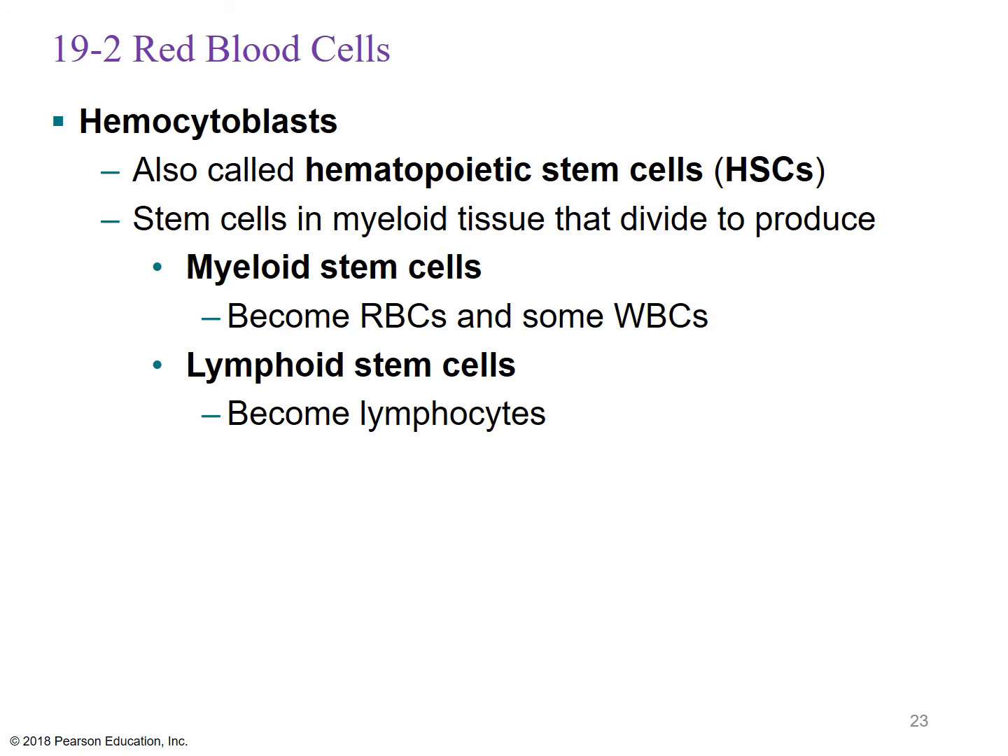Hemocytoblasts are also called hematopoietic stem cells, or HSCs. These are the stem cells in the myeloid tissue that are going to divide to produce either myeloid stem cells or lymphoid stem cells. What you want to know about the difference between the two is that the myeloid stem cells are going to become red blood cells and 4 different types of white blood cells. The lymphoid stem cells are going to become exactly what their name sounds like, which is the lymphocytes. So just keep the lymph and the lymph together. Lymphoid stem cells will only make lymphocytes, whereas the myeloid stem cells are going to make all of the red blood cells and 4 types of the white blood cells.